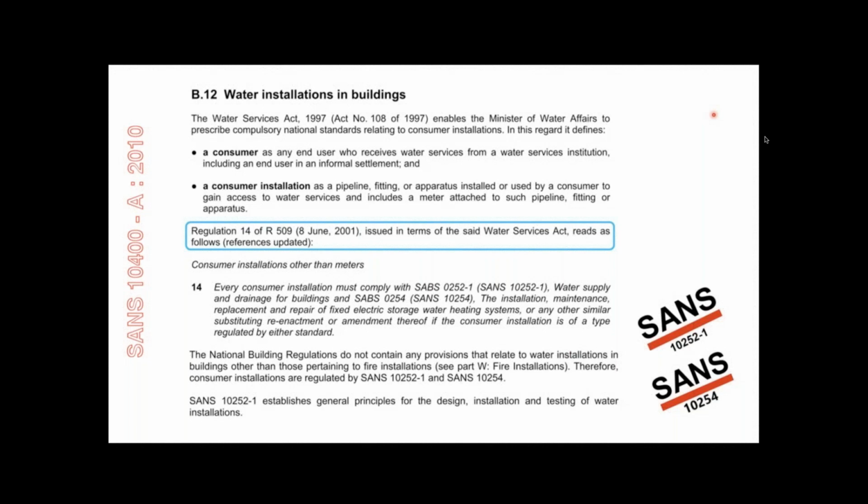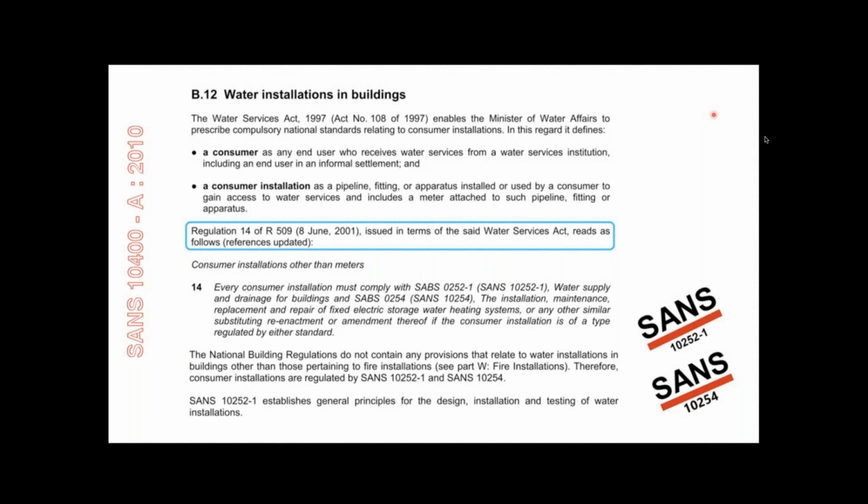Regulation 14, issued in terms of the said Water Services Act, reads as follows. There we see that they're talking about water. Number 14 says every consumer installation must comply with SANS 10252 Part 1, water supply and drainage for buildings, and SANS 10254, and that is the installation, maintenance, replacement, and repair of fixed electric storage water heating systems. So we have two there. We have water reticulation and we have hot water reticulation in this one.